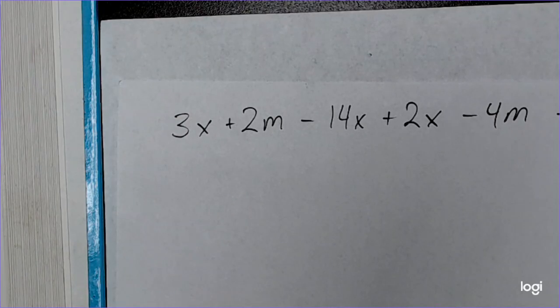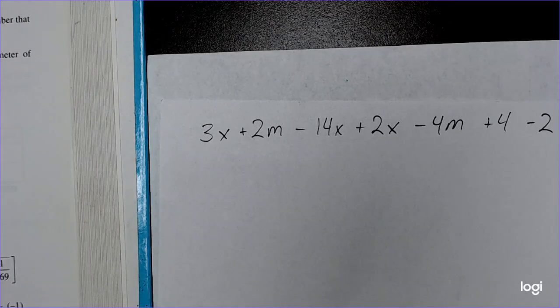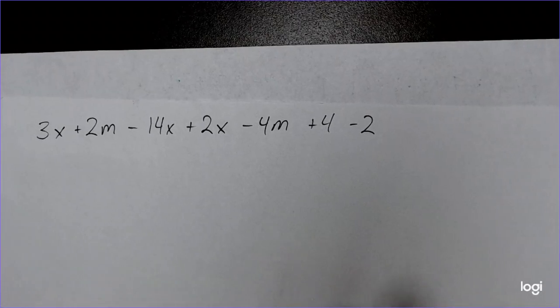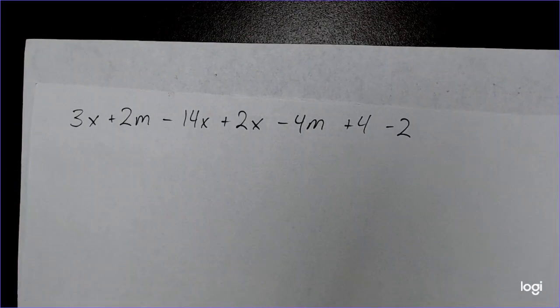So big, I have to zoom out. All right, let's move the book out of the way. Okay, so this is our example problem. We have 3x plus 2m minus 14x plus 2x minus 4m plus 4 minus 2.